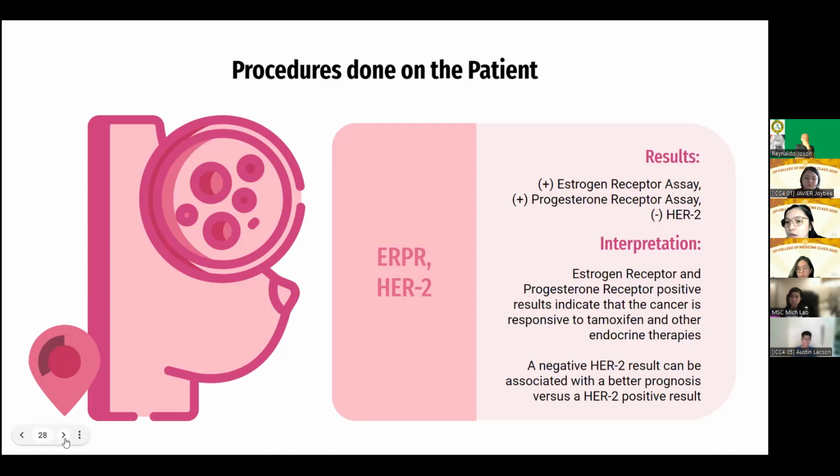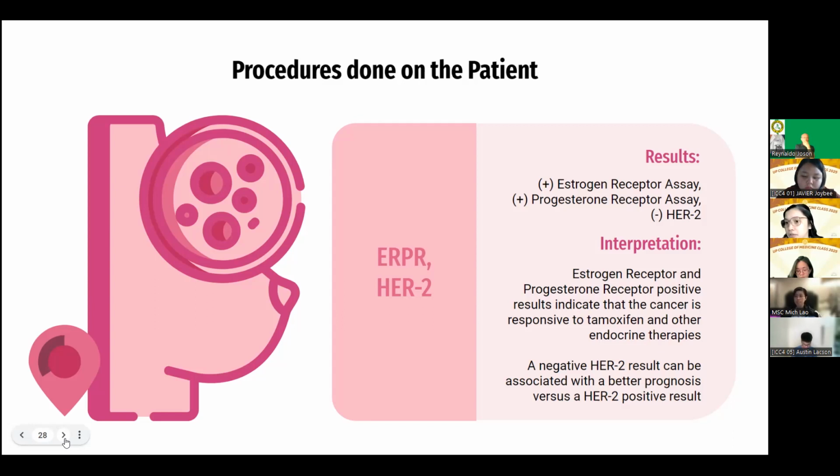So we also have an ER, PR, and HER2 immunochemistry diagnostic procedure. The results were that she was positive for estrogen receptor assay and positive for progesterone receptor assay and negative for HER2. So in this case, the patient is Luminal A, and with this, it has a better prognosis compared to other types of breast cancer that are ER/PR negative and HER2 positive or triple negative.